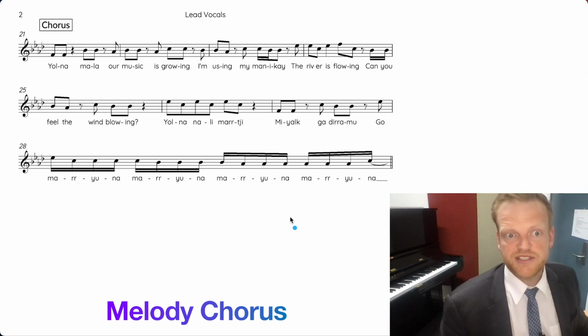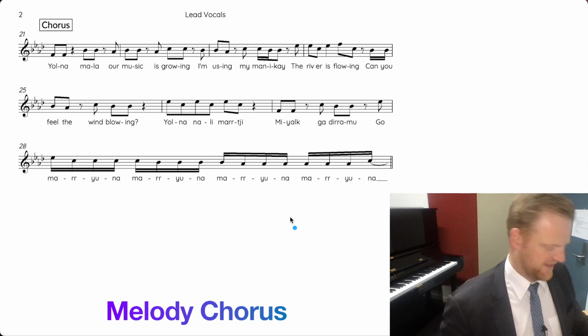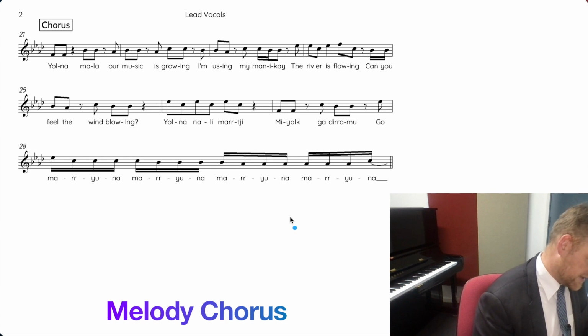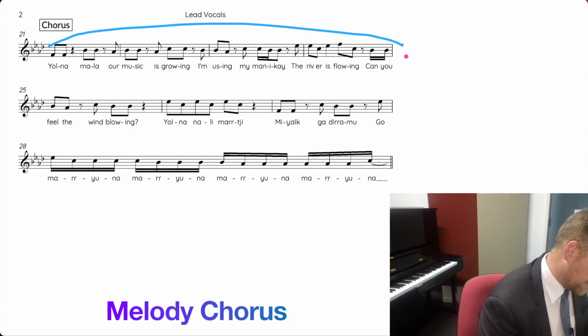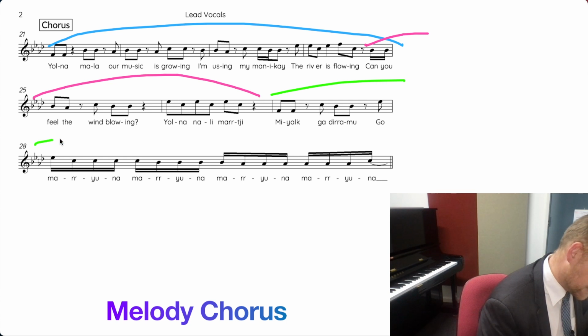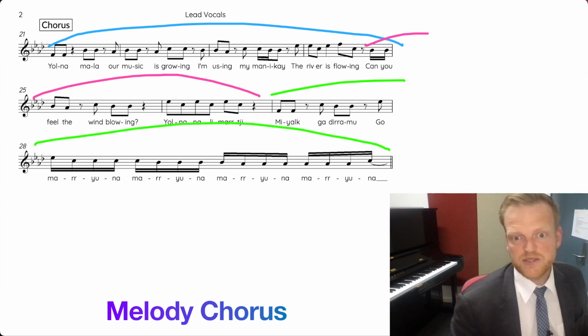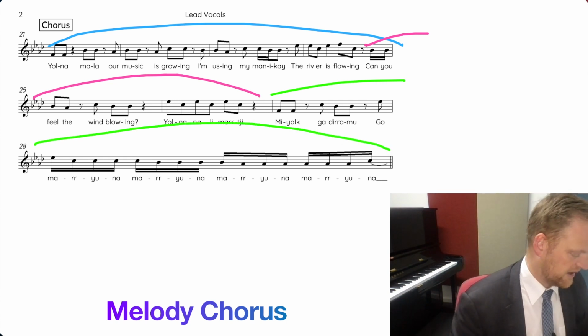Okay, melody in the chorus. I'm going to talk about phrases here. So there's a few ways to think about this. First off, we could say that there's one 4-bar phrase from here to here. We could then say perhaps there's another phrase from here to here, and then another phrase from here to here. So I guess that's one way of thinking about it.